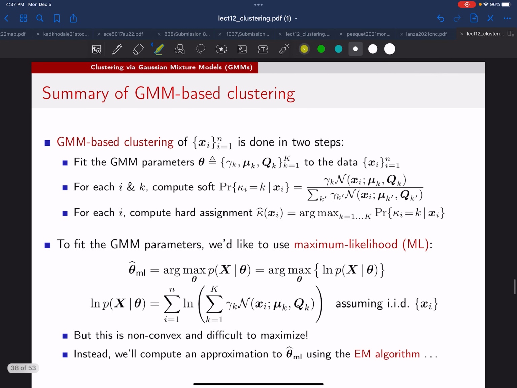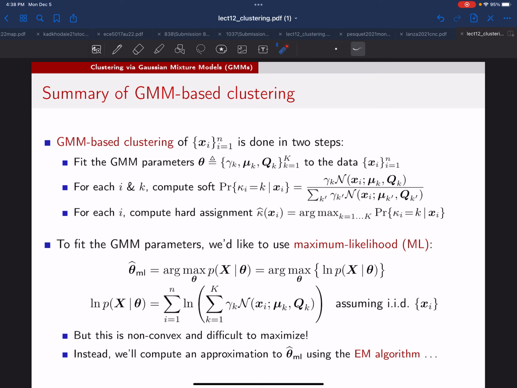So let's just summarize everything up till now. This Gaussian mixture model-based clustering of dataset x_i is done in two steps. First, we're going to fit the GMM parameters. We'll call those parameters theta. As we know, they include all the weights, gamma k, all the means, mu k, and all the covariances, Q k. We'll fit those parameters to the data. We haven't talked about how we're doing that yet. That will be the next topic.